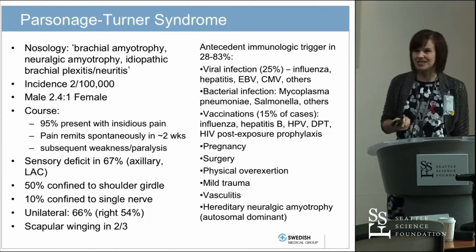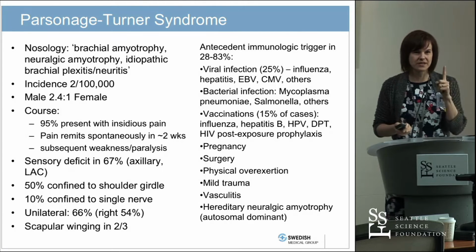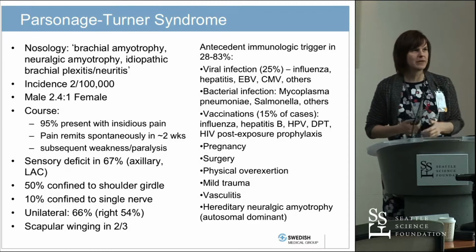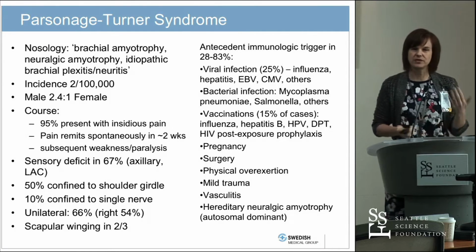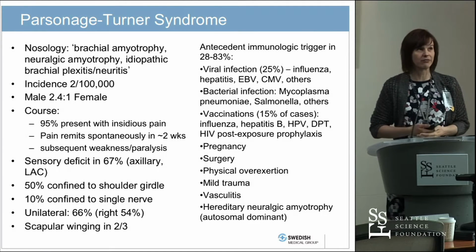About half of patients, it's just confined to the shoulder girdle, and in 10% of patients, it's just one single nerve, and sometimes it's the phrenic nerve. So it's a sneaky little beast of a condition. 66% are unilateral, but 54% of those are right. And about 2 out of 3 have scapular winging, but you've got to look for it.